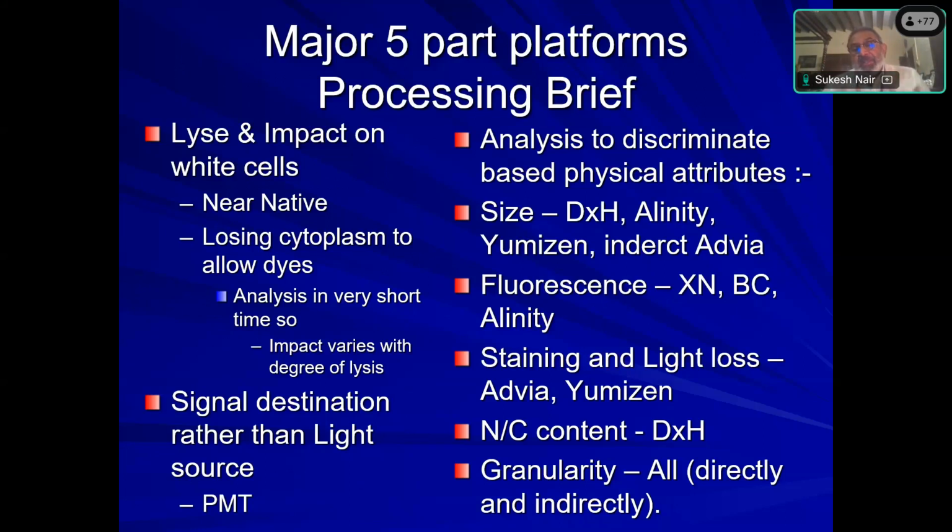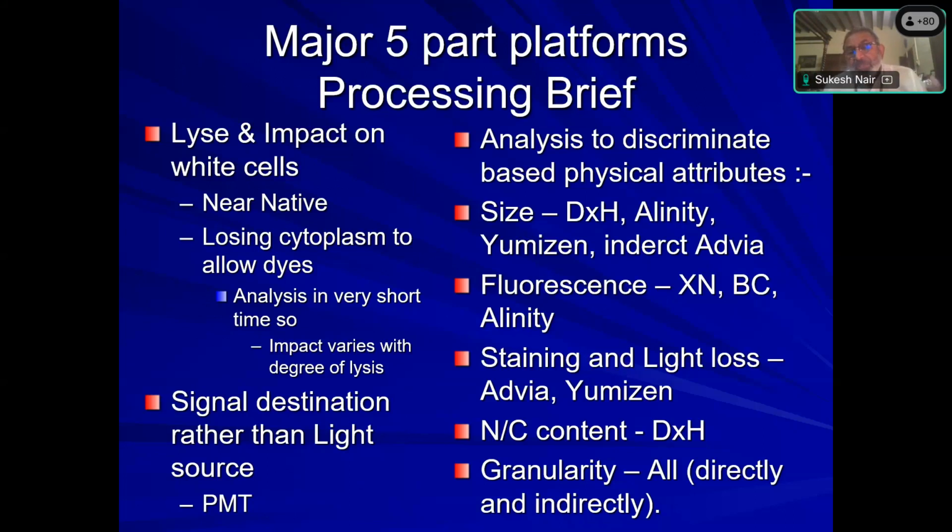It stains the RNA or the DNA differentially, and based on that, it will differentiate between the cells. Then staining and light loss. For example, Advia will stain with peroxidase, and based on that, it will either absorb light, reflect light, or refract light, so there will be a possibility of a loss of light because of staining as well as some other process. That's done by Advia and Unicel, which is from Horiba.